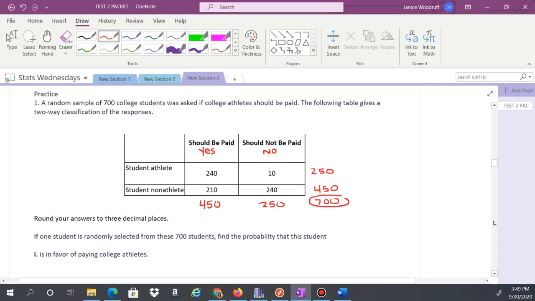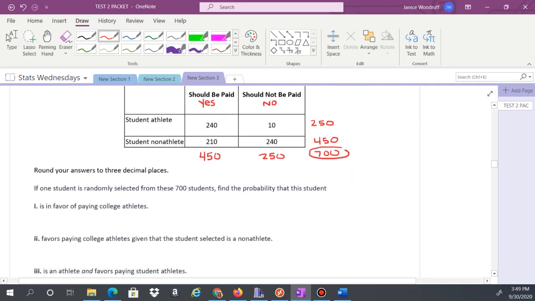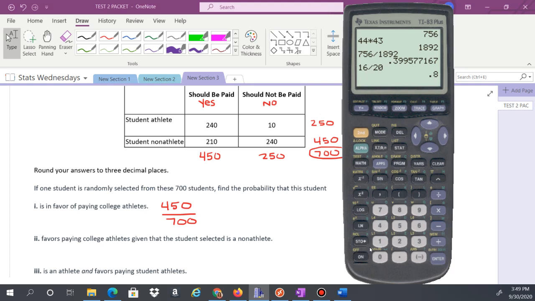Okay, so the first one, find the probability that one student is selected, is in favor of paying college athletes. So I'm selecting 1 out of 700, so 700 is my denominator. And what is the probability that they said yes? How many people said yes? 450. So the total number of people who said yes, 450 out of 700, would be 0.643.